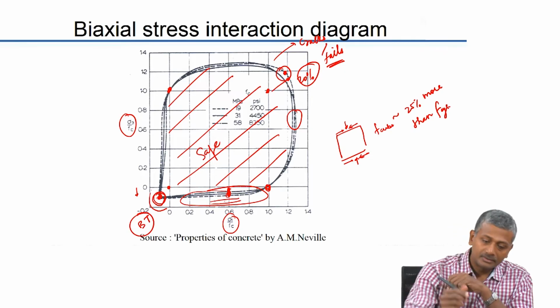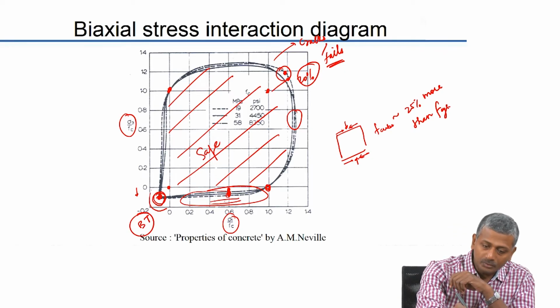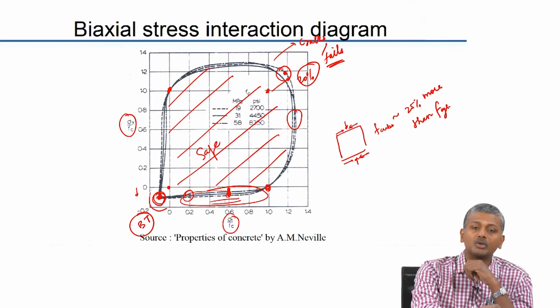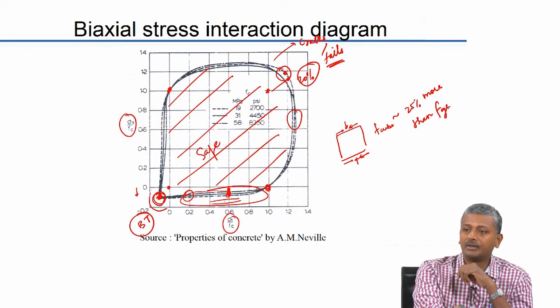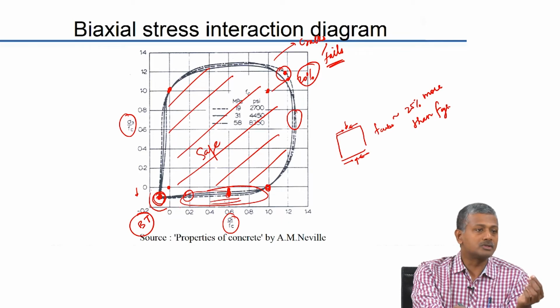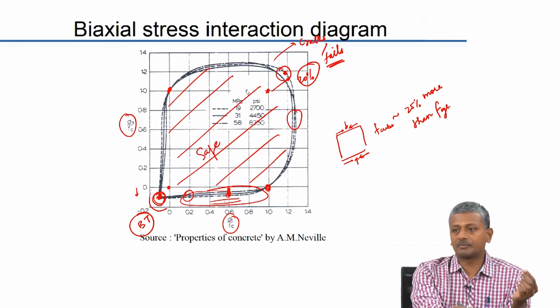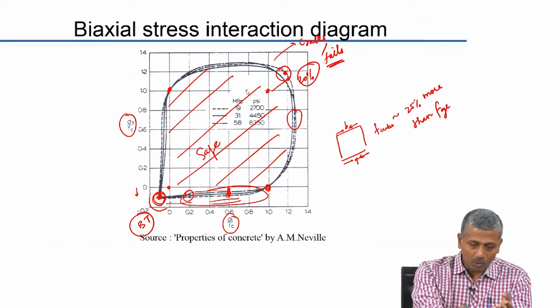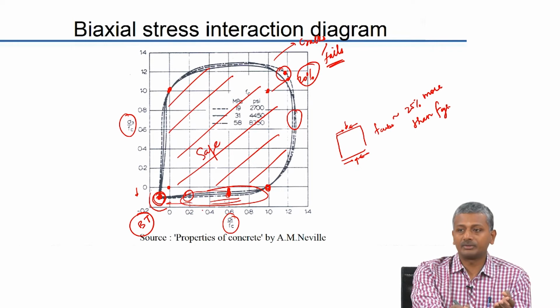Especially when I am reaching that 10% value, my failure can happen at much lower compression levels. So, here it is only 20%. At this location my compression stress is only 20%, but when I reach my ultimate tensile strength of 10% of the uniaxial compression strength, I am very close to failure even at low compression levels, because there I am almost approaching the case of plane tension.